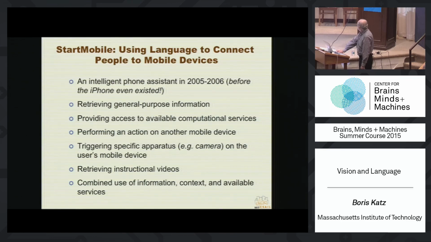And we built something which we call Startmobile. And this is an intelligent phone assistant which could, at the time, retrieve general purpose information, provide access to computational services, perform actions on another phone, trigger apparatus like a camera on the phone, and retrieve instructions.